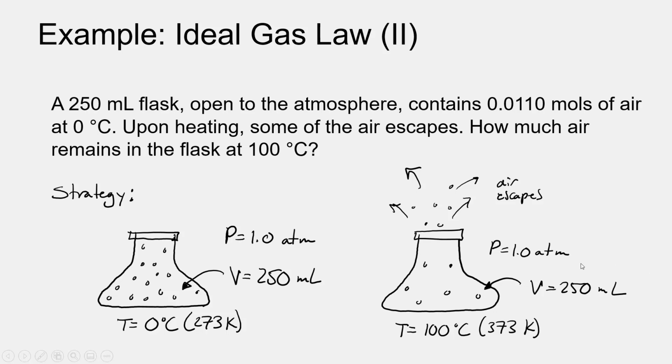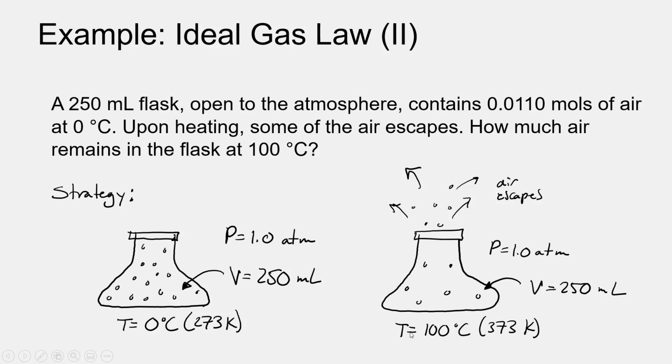All we need to do is determine how many moles of gas remain in the flask at conditions of 100 degrees Celsius or 373 Kelvin. The volume of our flask hasn't changed. The pressure of the system hasn't changed, but some of the gas has escaped. And so it's important to remember that when they ask how much air remains in the flask at 100 degrees Celsius, they're asking how many moles of gas are still in the flask.